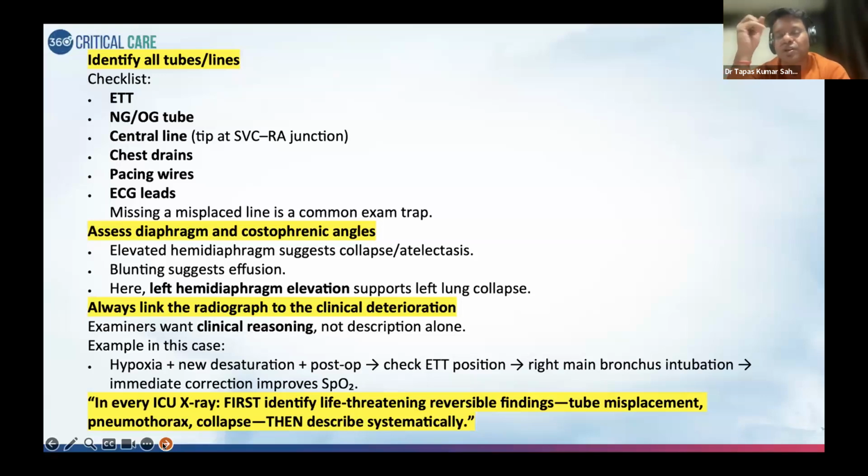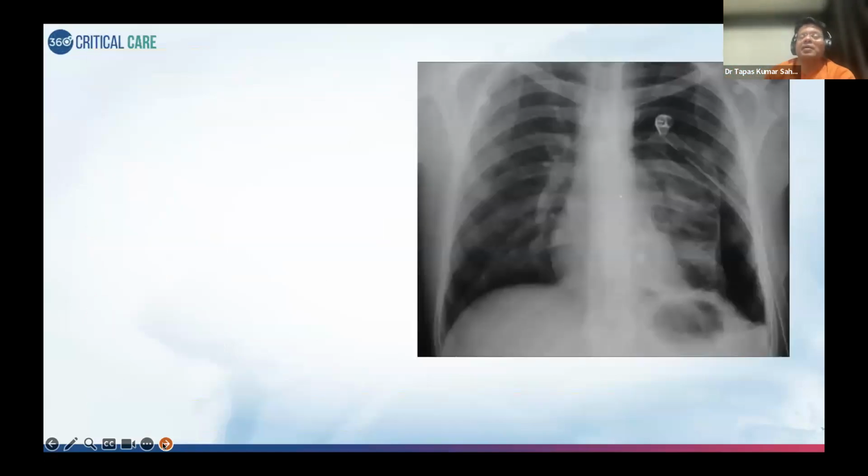Otherwise, if you do so many other things without mentioning that the ET tube is actually malpositioned and entering into the right mainstem bronchus, then the examiner would be really upset, because we want the trainees or the attending to be smart enough to actually save the patient, not harm further.